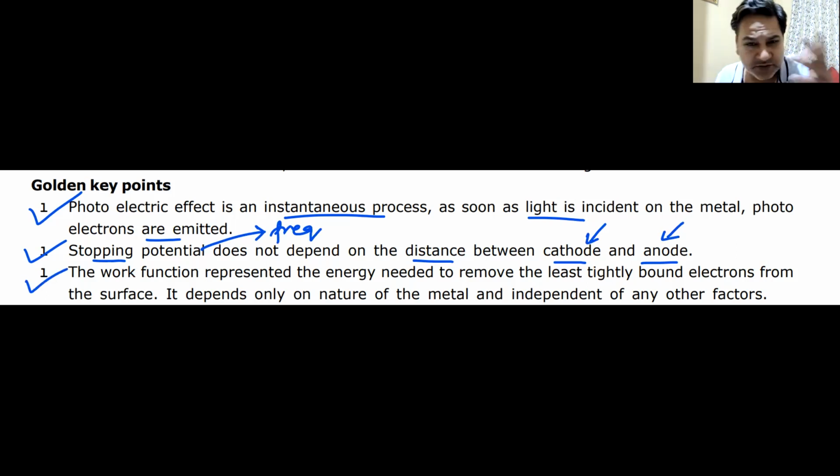The work function, someone asked me last day. Does work function depend on temperature? No, work function depends on what material this is made up of. It does not depend on temperature. The work function represents the energy to remove the least tightly bound electrons from the surface. Remember that. It depends only on the nature of the metal, nothing else, and is independent of any other factors. Do we all understand this? Are all doubts clear about work function? Yes or no? Yes, sir.